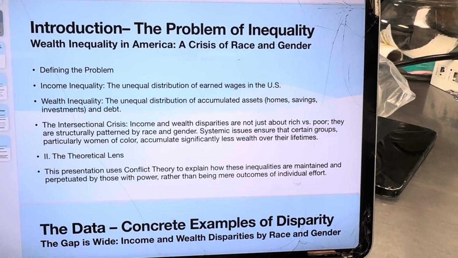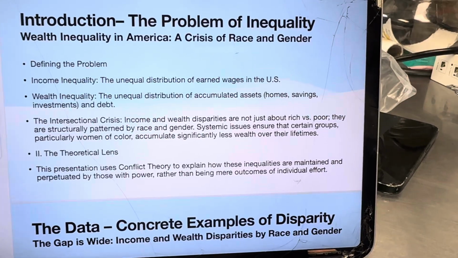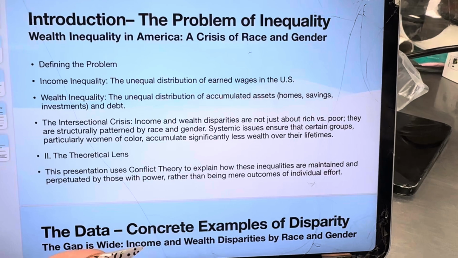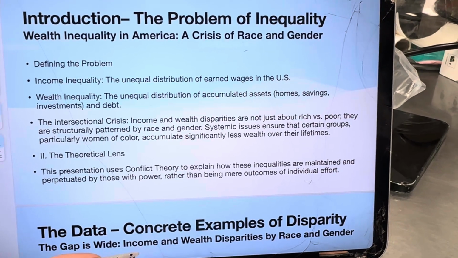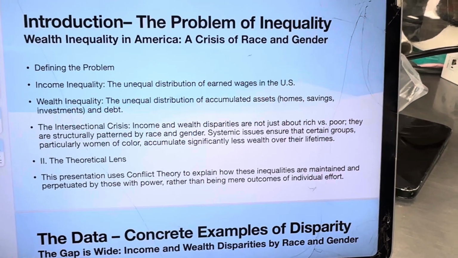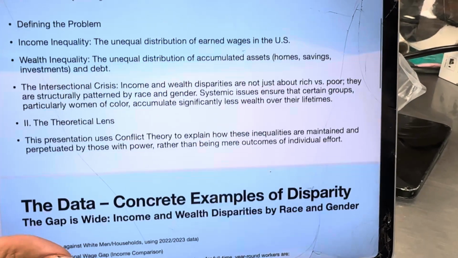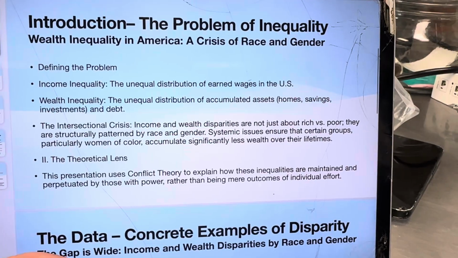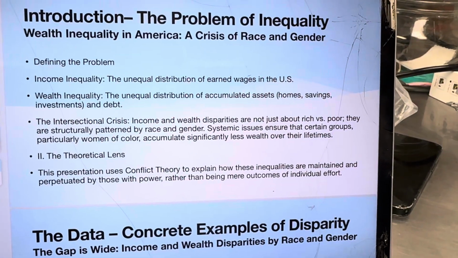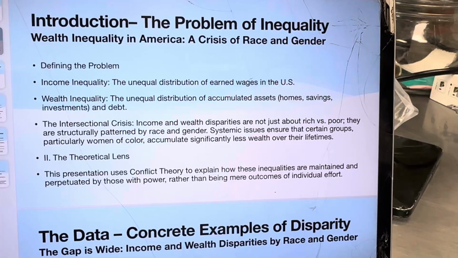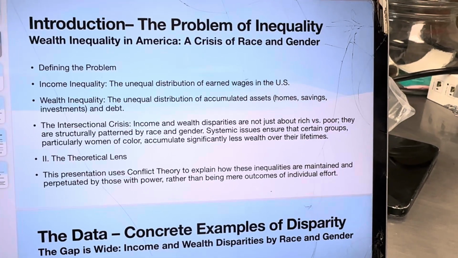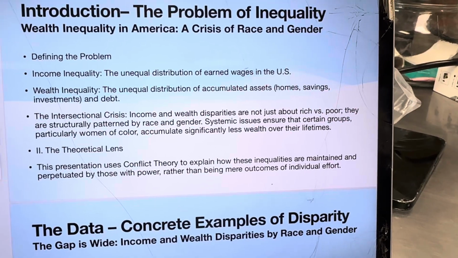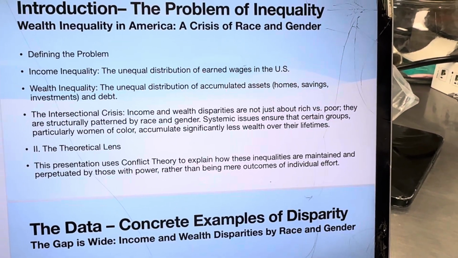Income inequality is the unequal distribution of earned wages in the U.S. Wealth inequality is the unequal distribution of accumulated assets, home, savings, investments, and debt in the U.S. For the inequality crisis, income and wealth disparities are not about rich versus poor. They are strictly patterned by race and gender. Systemic issues ensure that certain groups, particularly women of color, accumulate significantly less wealth over their lifetimes.